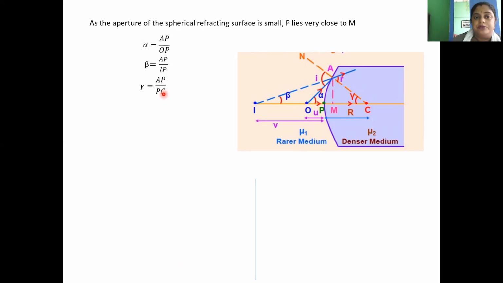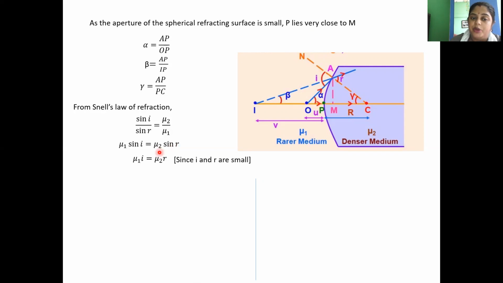Now we have the values of alpha, beta, and gamma. Again, the ray of light is traveling from rarer to denser medium, so we can apply Snell's law here. What is Snell's law? Sin i by sin r equal to mu, that is, the refractive index, a constant quantity, can be represented as the ratio of sine of the angle of incidence to sine of the angle of refraction. So sin i by sin r equal to refractive index of medium 2 by refractive index of medium 1. Now cross multiply: mu1 sin i equal to mu2 sin r. Now again, i and r are very small, so sin i can be written as i and sin r can be written as r.